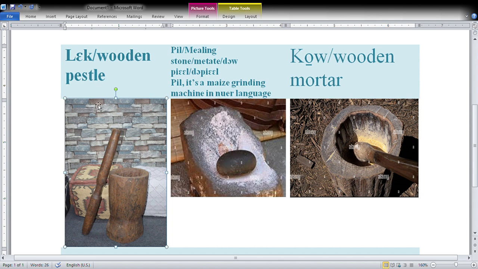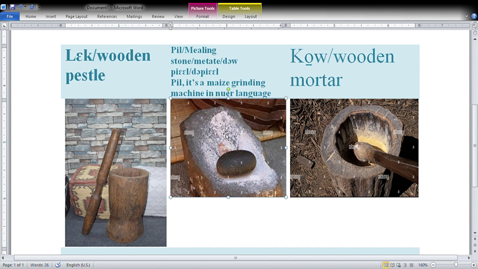This is wooden pestle. Leg again a berm again leg. It is called wooden pestle and legame. Milling stone. Shale meted. Name do peel. It is a meals grinding machine in our language and peel.